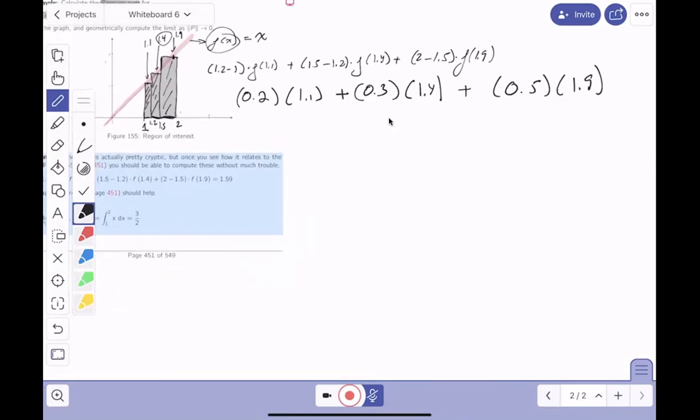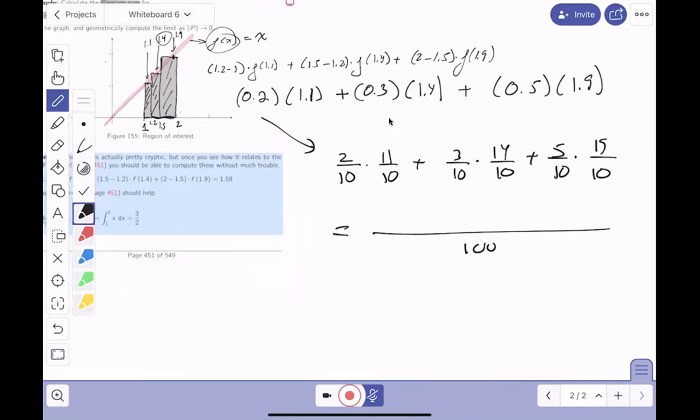Someone could say, do I need to do the arithmetic? Yes, you do. And I'm going to do it for you. 2/10 times 11/10. 3/10 times 14/10. 5/10 times 19/10. Common denominator, 100. 22 plus, let's see, 30, 42. And 5 times 19 is 50 and 45, 95. Oh yeah, I make mistakes sometimes. Let's see, did I make a mistake somewhere?